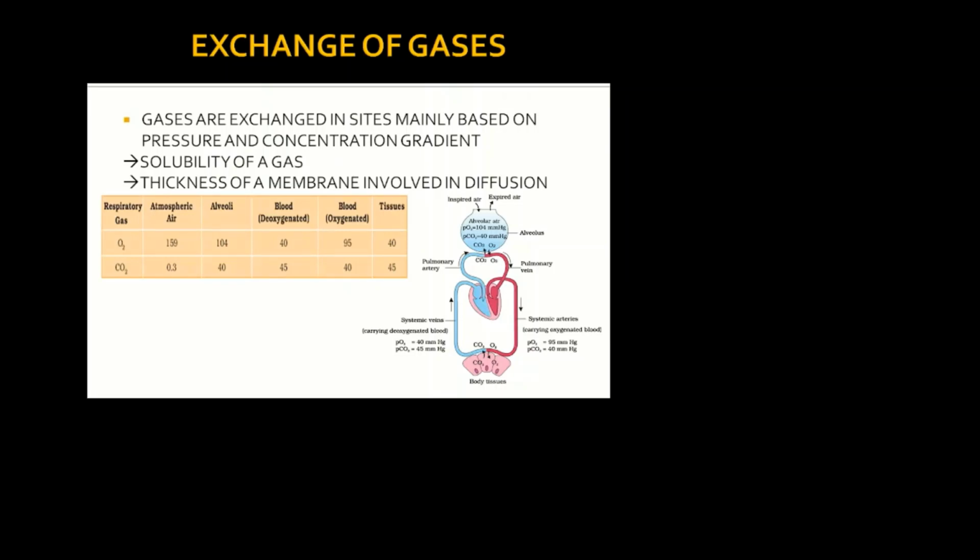And tissues is where the catabolic reactions take place. Tissues and deoxygenated blood will have the same pressure, PCO2 and PO2, because tissues is where the catabolic reactions take place. Here the carbon dioxide is released. Deoxygenated blood takes in the carbon dioxide from the tissues and supplies the oxygen which was taken in by you from the atmosphere.